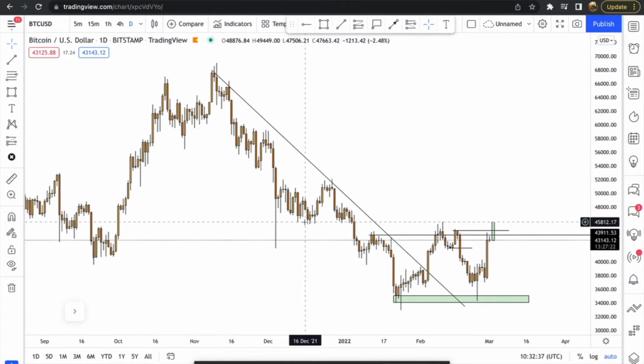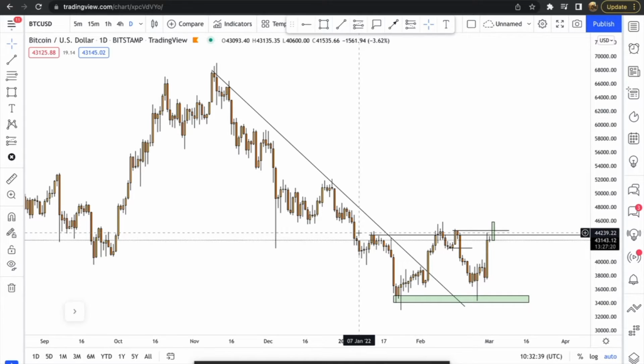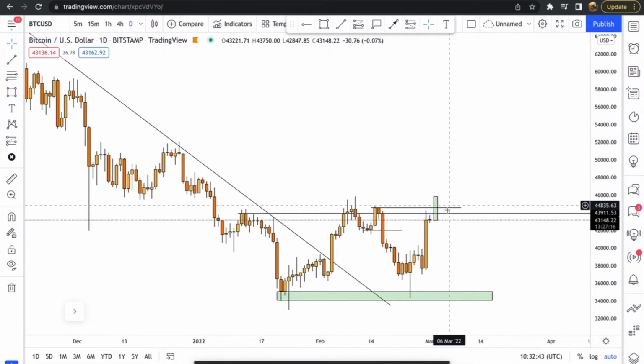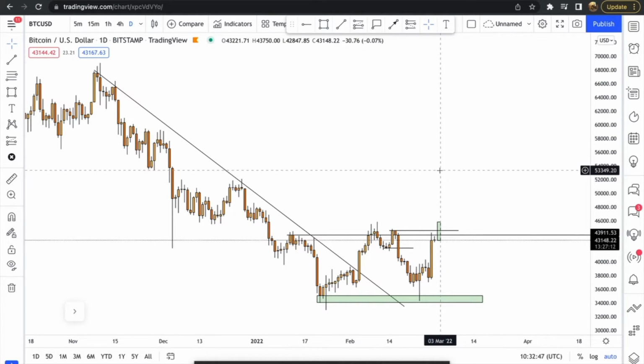But from just what I can see in this current market structure, I'm feeling like there is potential for us to go up. Now, it is hard to say with everything going on in the world at the minute, Ukraine and stuff.